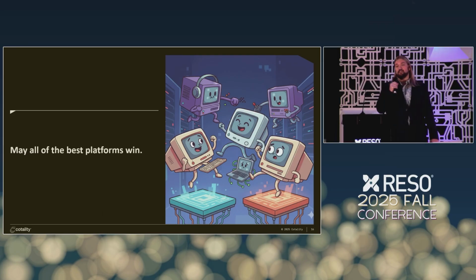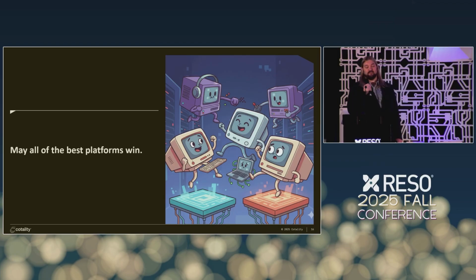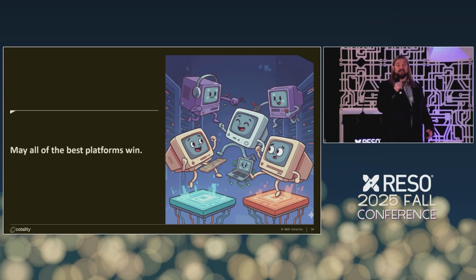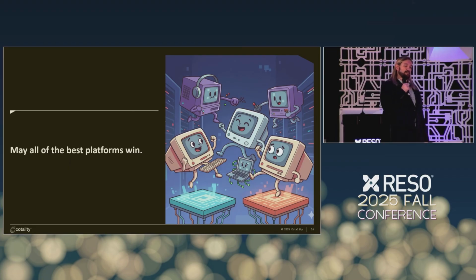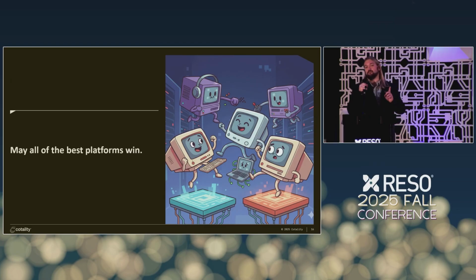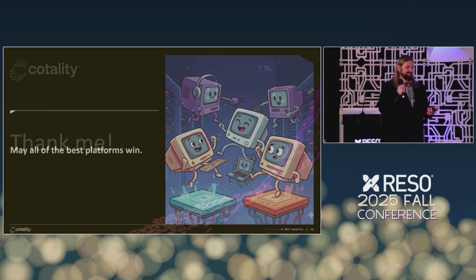There's room for everyone here to win, but embrace the ones that meet your needs the best. Not every platform is going to work for everyone. Not every technology provider is going to work for everyone. Not every price point is going to work for everyone. So you need to be creative, find ways to work with your providers, work with your MLSs, work with the vendors, find ways to find what meets your needs, and may all the best platforms win. All of the best, not just the one best. And that's it for me.